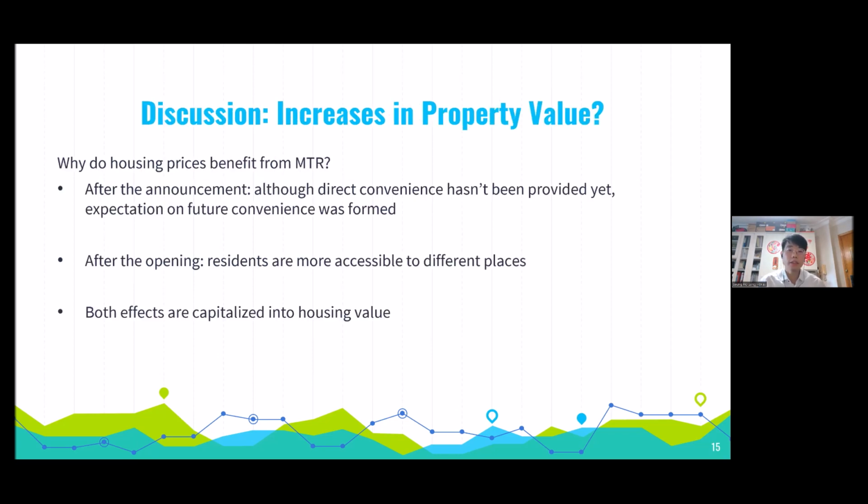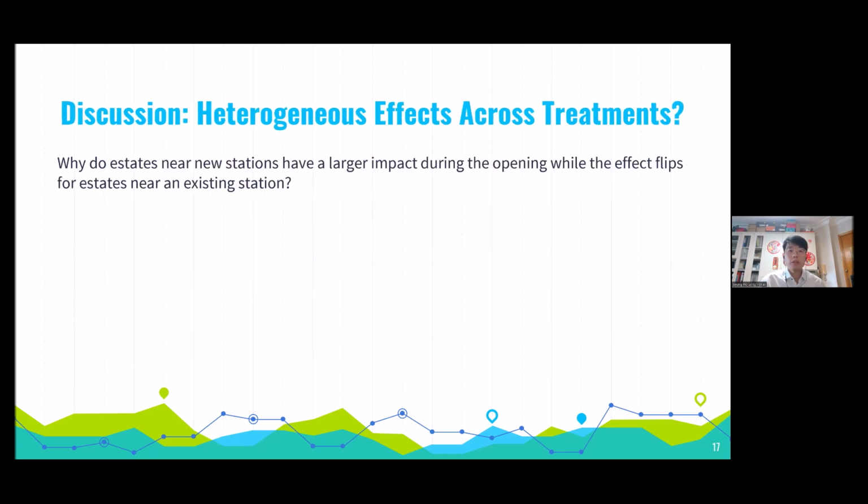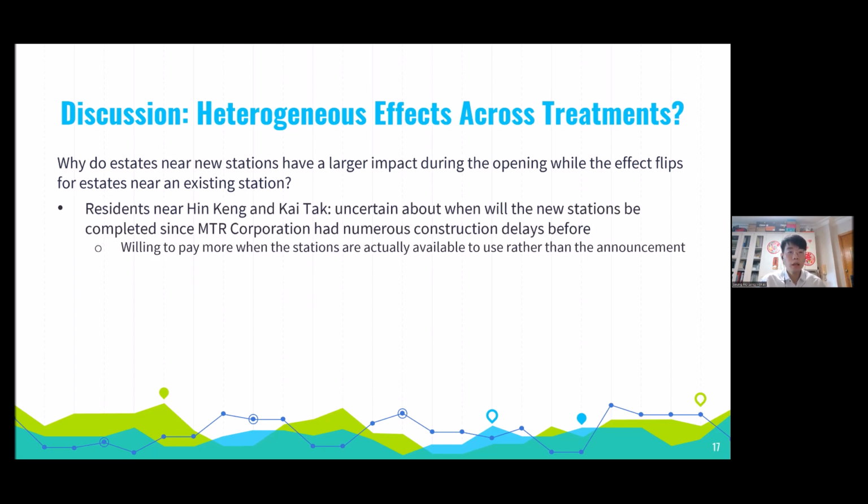So there is a lot of discussion we can make about our results, but allow me to only talk about one of them, and feel free to ask me if you are interested in the others. One interesting fact is: why do estates near a new station have a larger impact during the opening, whilst the effect flips for estates with an existing station? Our hypothesis is that for residents near the new stations, they may feel more uncertain about when the station will be completed, because MTR has had numerous construction delays before.